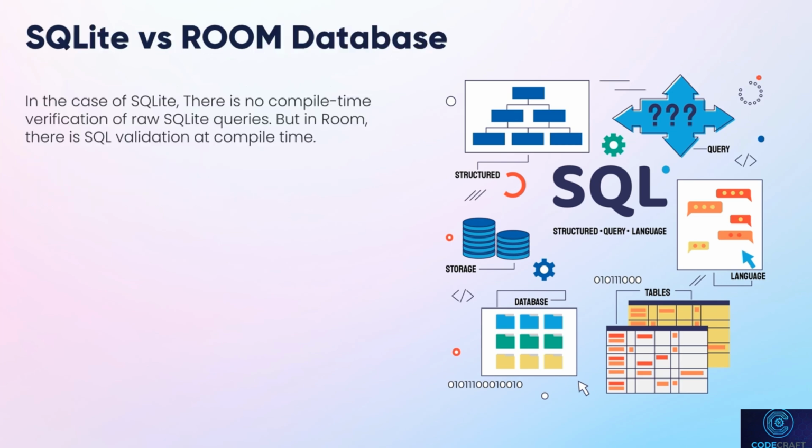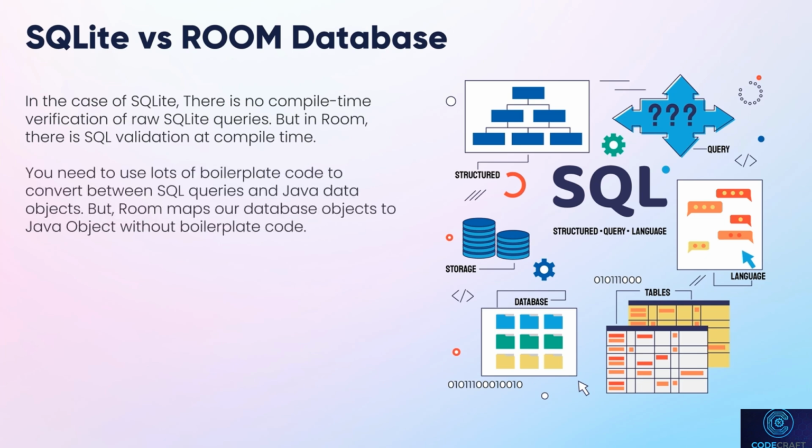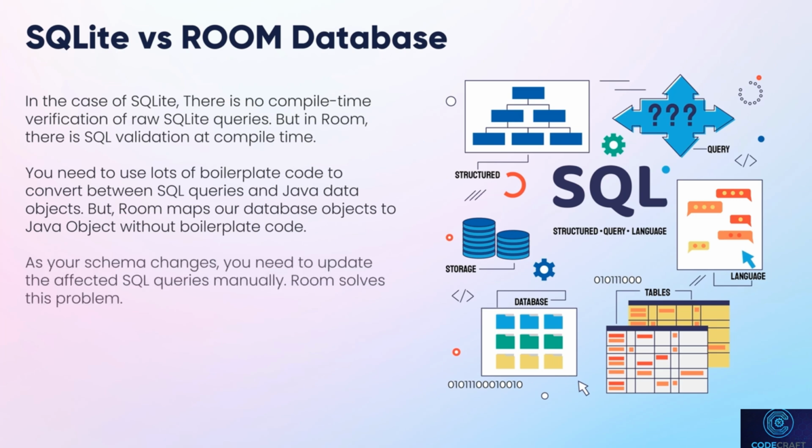SQLite versus Room database. In the case of SQLite, there is no compile time verification of the raw SQL queries, but in Room there is SQL validation at compile time, and this is a very important and good point for the Room database. You need to use lots of boilerplate code to convert between SQL queries and Java database objects, but Room maps our database objects to Java objects without boilerplate code.